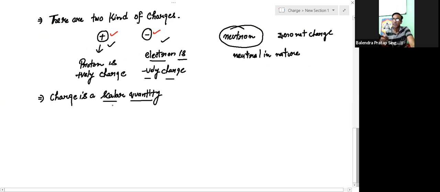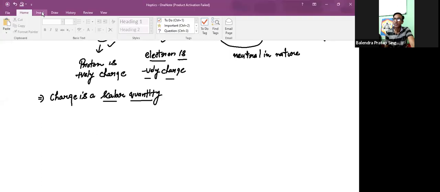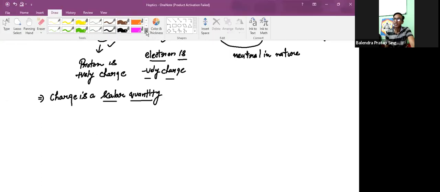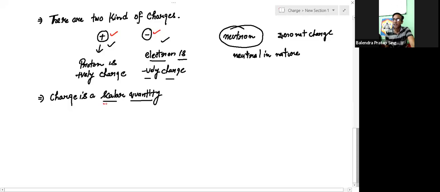Scalar quantities are those quantities which have only magnitude. They don't have any direction. It means if I consider a 10 kilogram body, it has only magnitude. But if I throw that 10 kg body in a particular direction, in that case it has magnitude as well as direction. So this is the important point: charge is a scalar quantity.